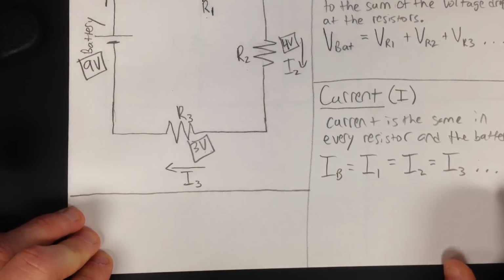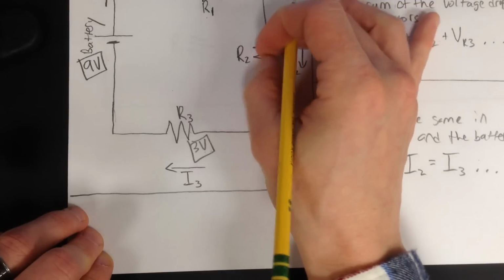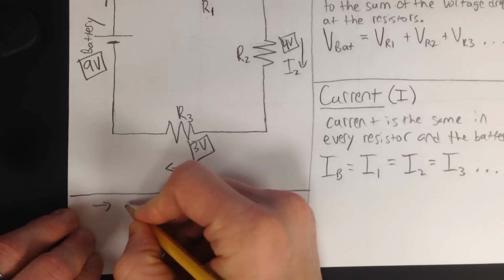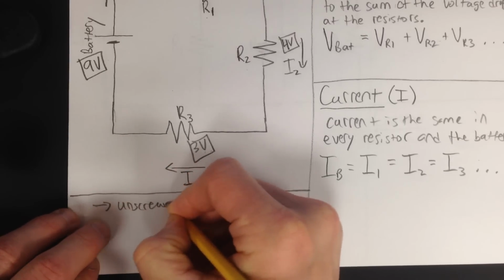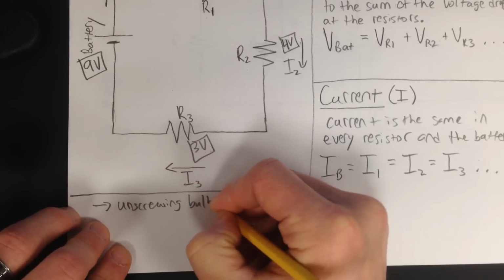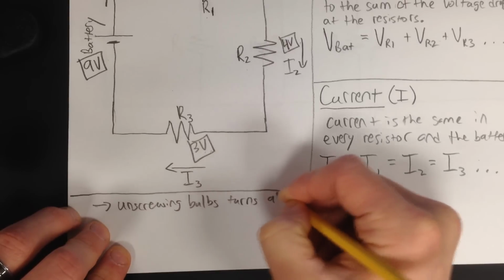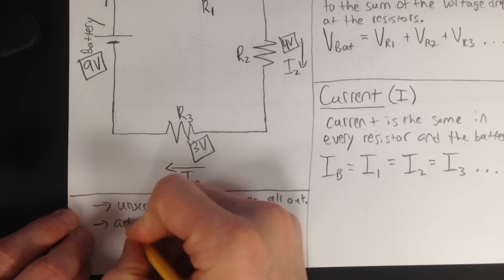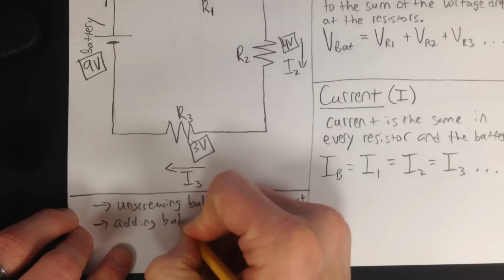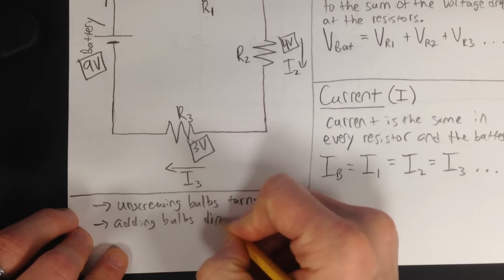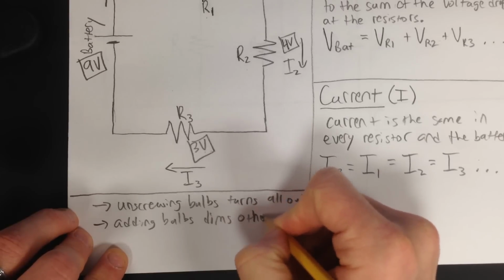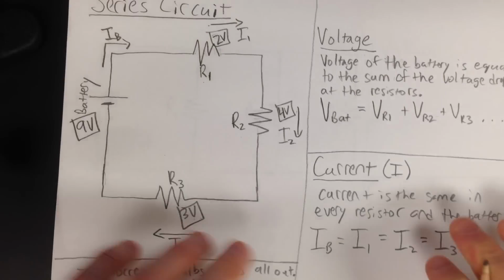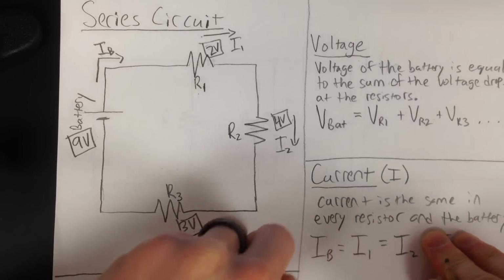What do we know about if I unplug one of these bulbs in a series circuit? Unscrewing a bulb turns all of them out, right? What does adding bulbs do? Adding bulbs dims the other bulbs, right? So there's your series circuit. Let's look at parallel circuit.